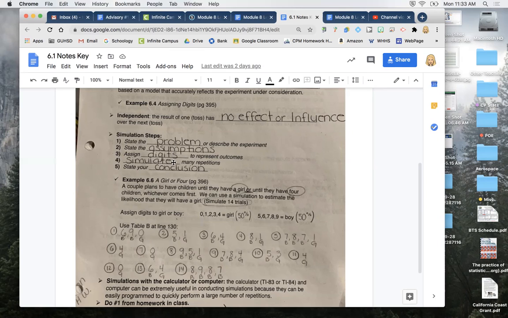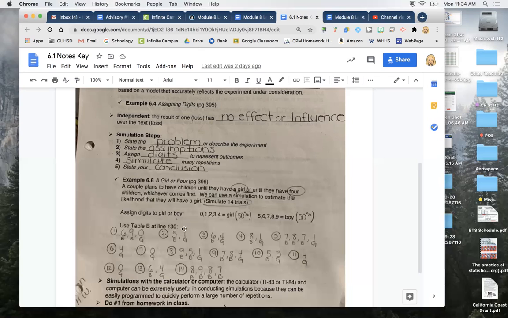After that, you're going to simulate. So in this case, you can see I actually simulated. This is a couple who plans to have children until they have a girl. So if their first child is a girl, they're done. They're done having children. That's what you see in this simulation. Or until they have 4 children, meaning I'm willing to have 4 children. I'm going to stop at 4 though if I don't have my girl yet.